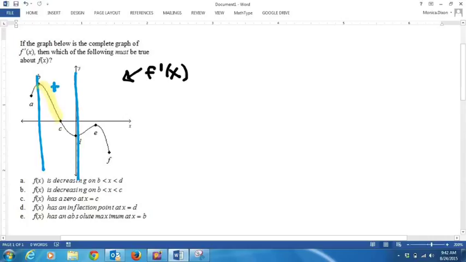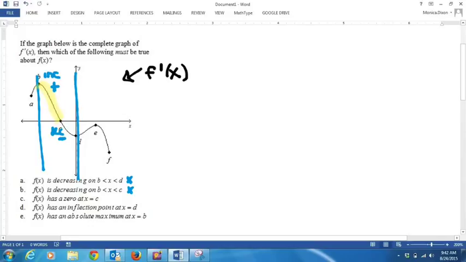is positive between b and c and negative between c and d. So that means that f of x is increasing here, but decreasing from between c and d. So that makes a and b incorrect, because it's not decreasing between b and c, it is increasing.